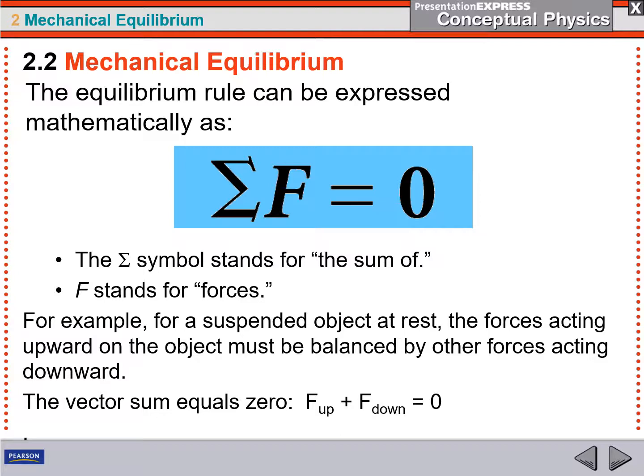So for example, in the previous slide, the suspended object had an upward tension and a downward weight. They were equal in magnitude, opposite in direction, so the force up and the force down add up to 0. That's mechanical equilibrium.